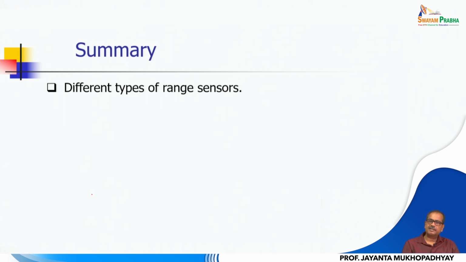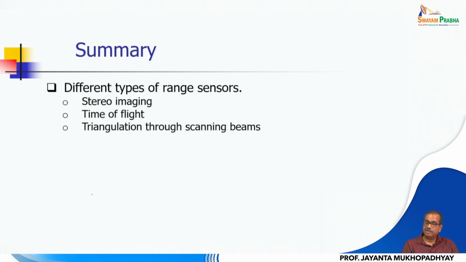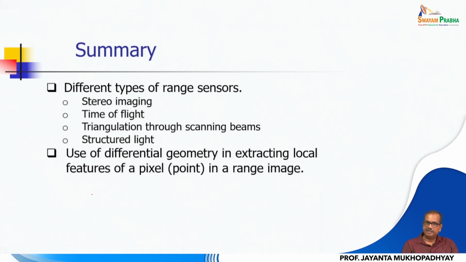As we discussed, there are different types of range sensors, and you can use different kinds of techniques. Stereo imaging is one such technique, which is a passive imaging technique, but there are active imaging techniques where you can use time of flight based techniques, triangulation through scanning beams, and structured light based techniques. Or you can project some patterns, and from the patterns uniquely define the neighborhood and also the projected ray and get the depth information.